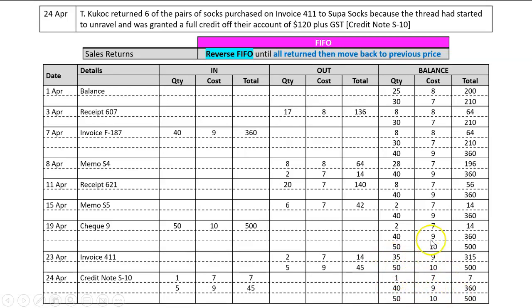That is probably the trickiest transaction we could get. Maybe an inventory gain under FIFO. But that's really hard. But the rule is reverse FIFO until all units are returned, then move back to the previous price.